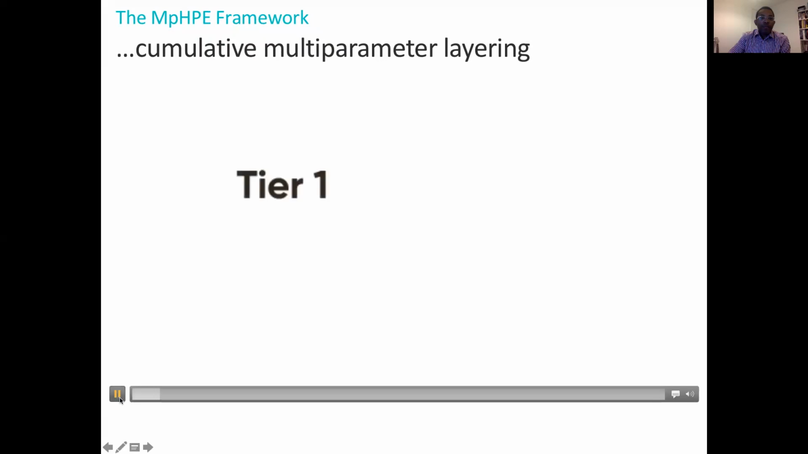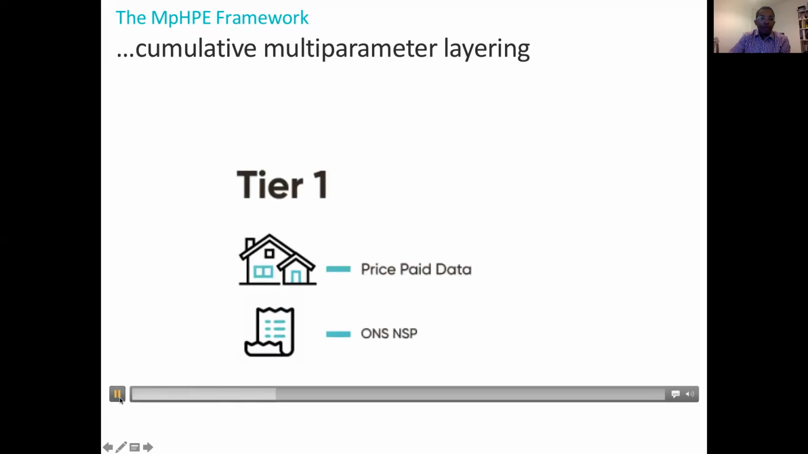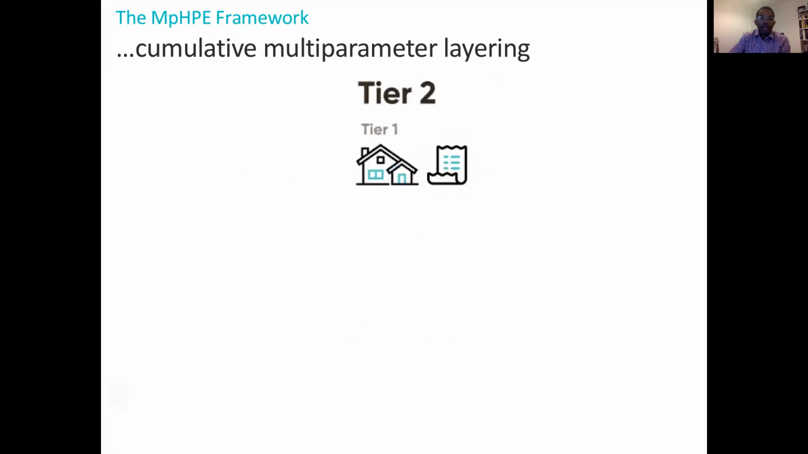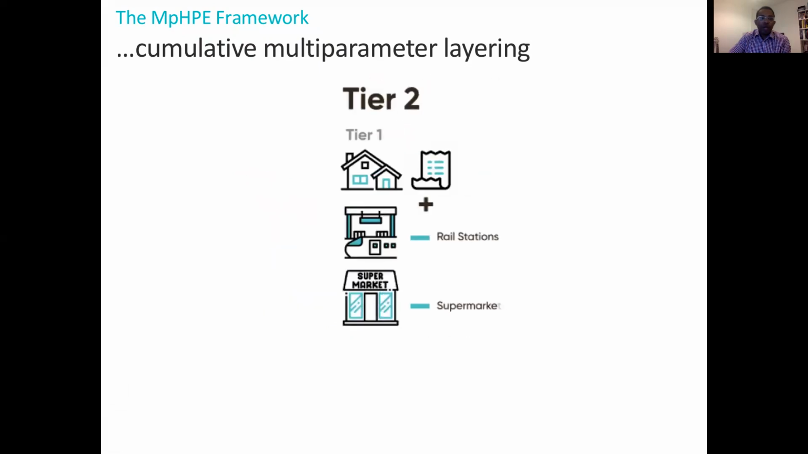The cumulative multi-parameter layering involves 2 different tiers, tier 1 and tier 2, where tier 1 comprises of the price paid data and the ONS price postcode data, and tier 2 is a combination of all of the tier 1 data, but now including the introduction of rail stations, supermarkets, and bus stops. The cumulative multi-parameter layering of groups of different data sets is one of the primary focus of this piece of work.